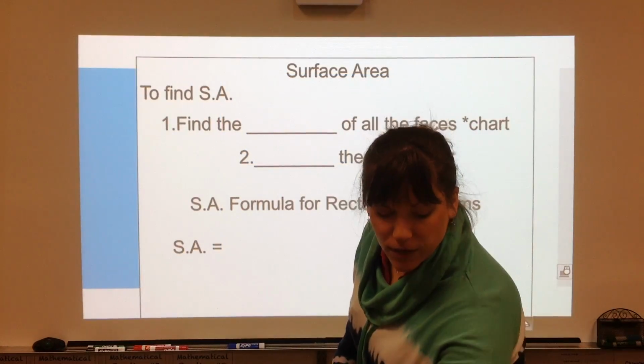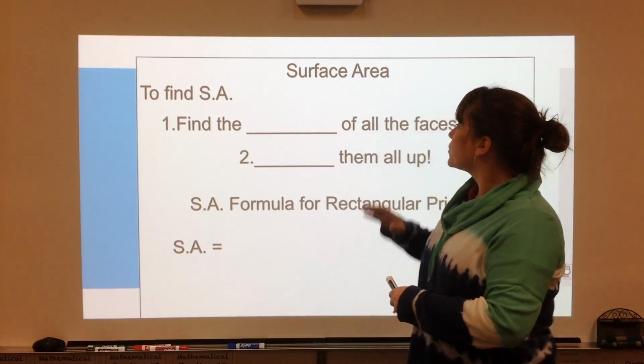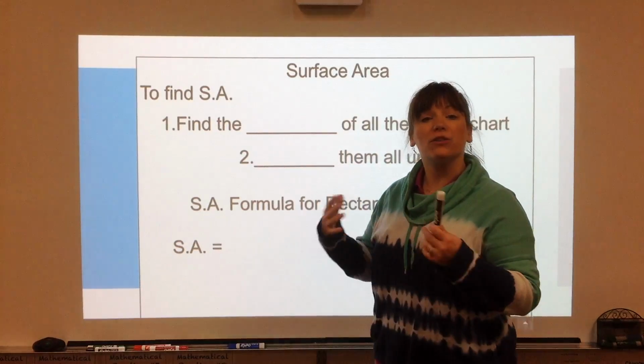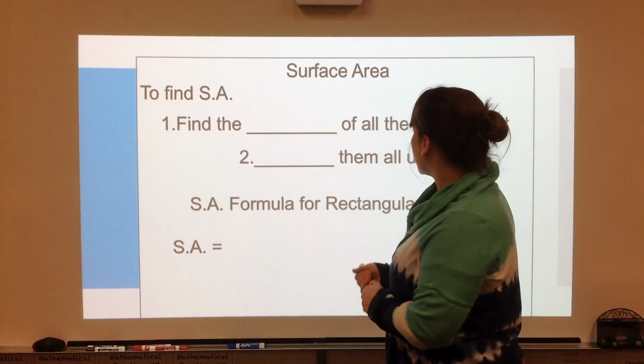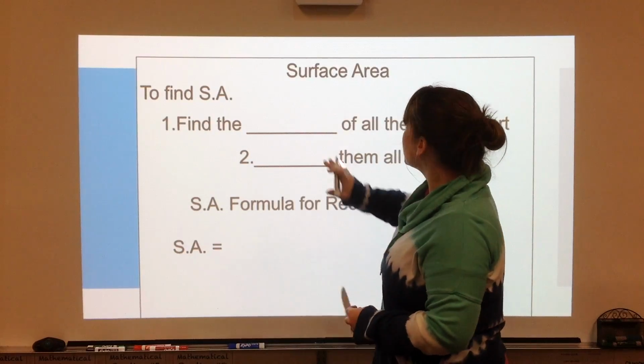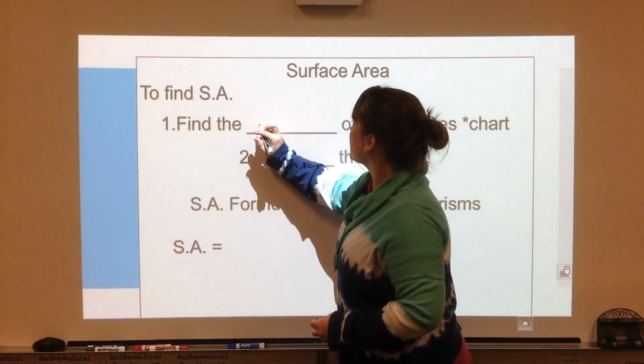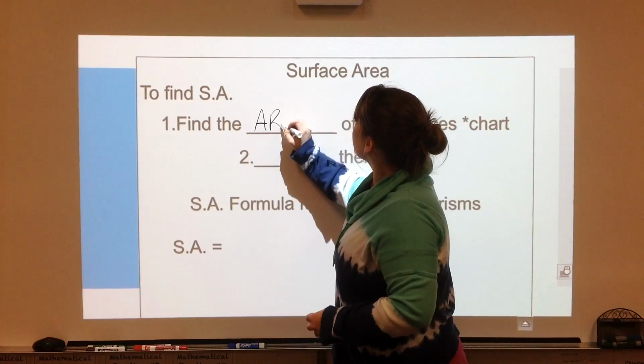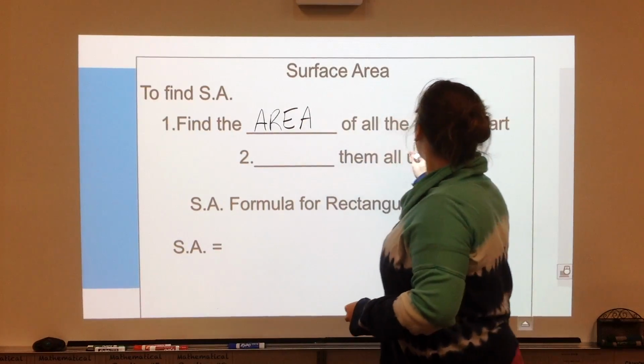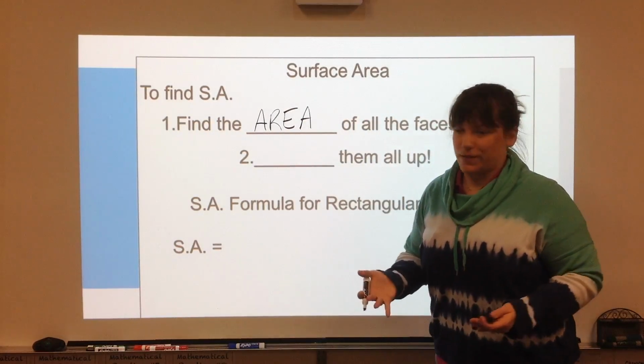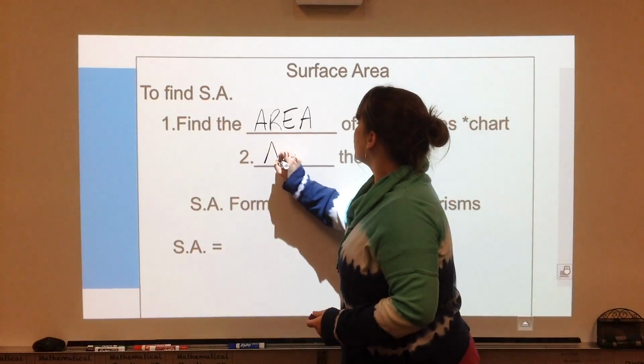In your notes, let's fill this in so you have it. To find the surface area, you did a little bit of this today in class, but here it is for your notes. You have to find the area of all of the faces, of all of the surfaces. Then you simply add them up.